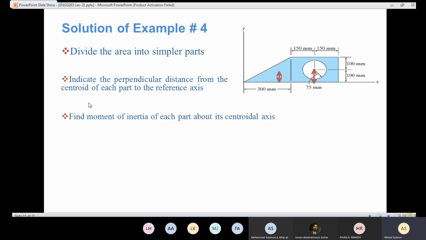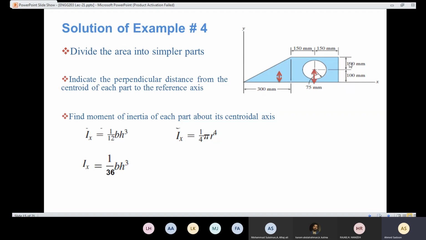Now we need to find the moment of inertia for each part separately about their centroidal axis. We need to take the formulas from the tables. This formula here for the triangle, and this one for the circle, and this one is for the rectangle. I'm going to use this one for the rectangle, I'm going to use this one for the triangle, and this one here for the circle.